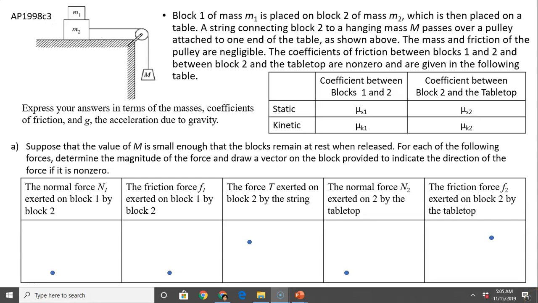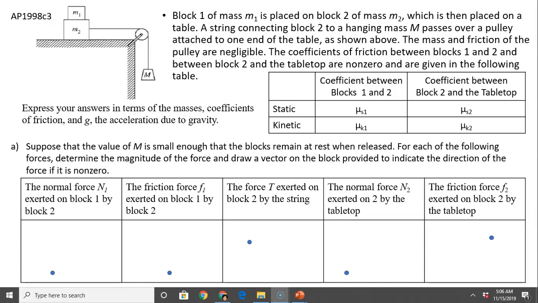Here's another example from a past AP exam, from 1998, question number 3. Block 1 of mass M1 is placed on block 2 of mass M2, which is then placed on a table. A string connecting block 2 to a hanging mass M passes over a pulley attached to one end of the table as shown. The mass and friction of the pulley are negligible.